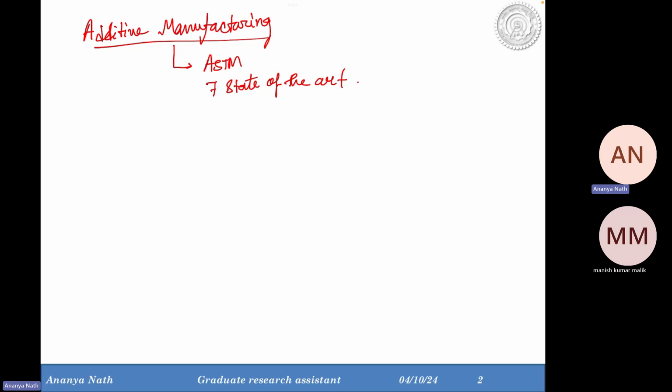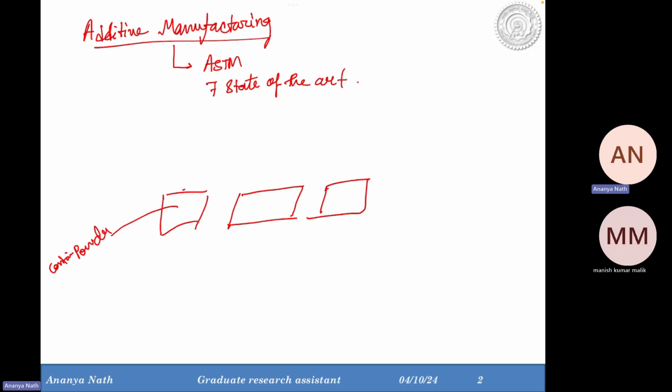In DED, we talked about the powder delivery system. But in case of PBF, we will be talking about how the powder will be spread, because the basics of powder bed fusion is that there will be a bed and another container, which will contain the powder. This can be on either side. I'm just drawing this setup. There can be a bin or collector.